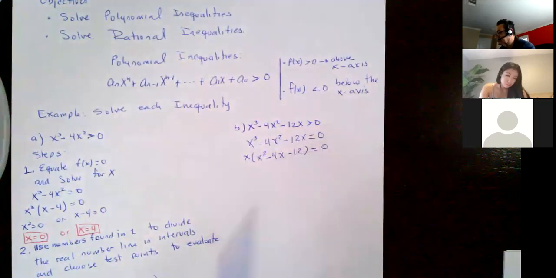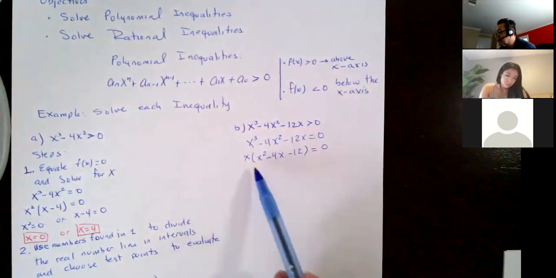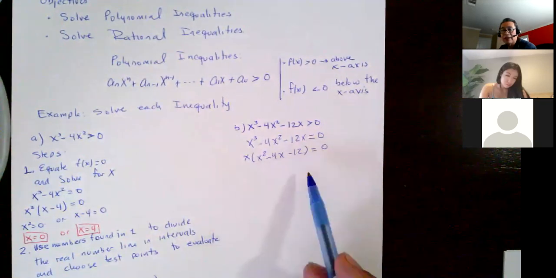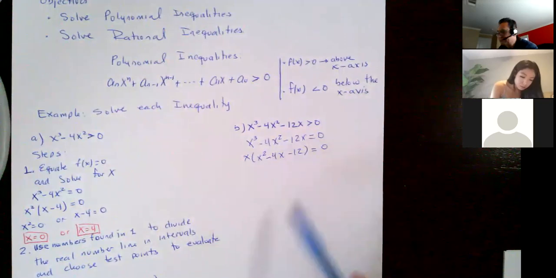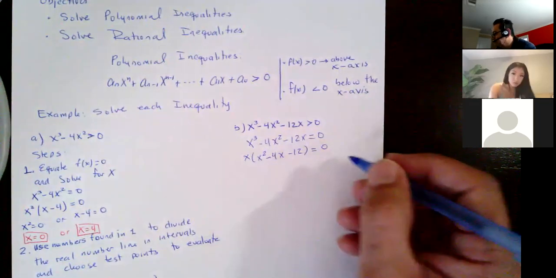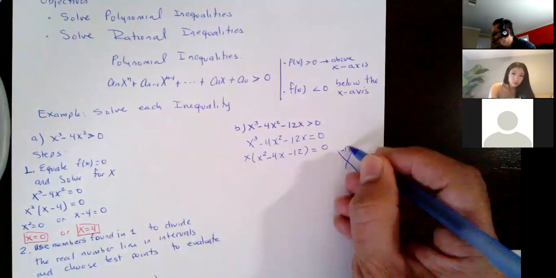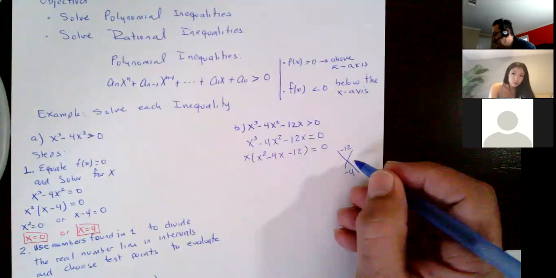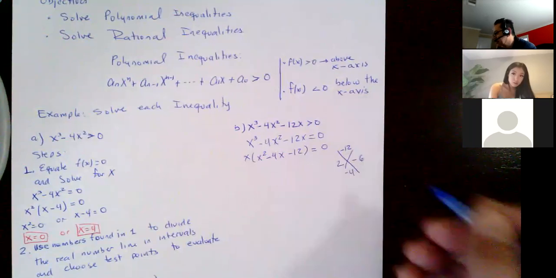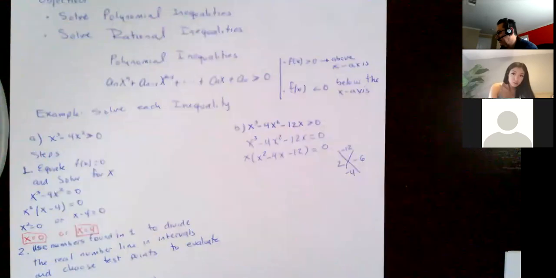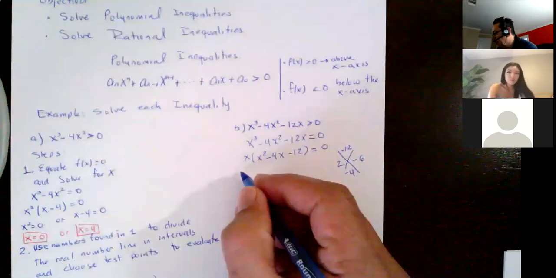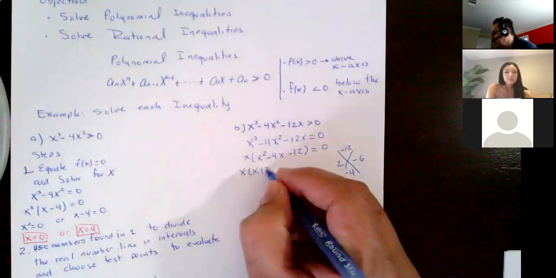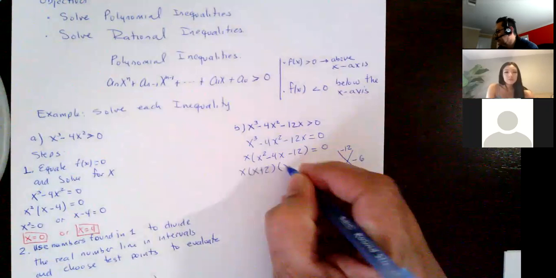So would I factor it again after that? Yes, let's try to factor the trinomial. Let's see if we can factor x squared minus 4x minus 12. Let's use big X. Let's see if that works, okay? Wouldn't it be negative 6 and positive 2? Yes, that works. Negative 6 and positive 2. Very good, you guys. All right, so let's write it down. That will be x times x plus 2 times x minus 6 equals 0, right?